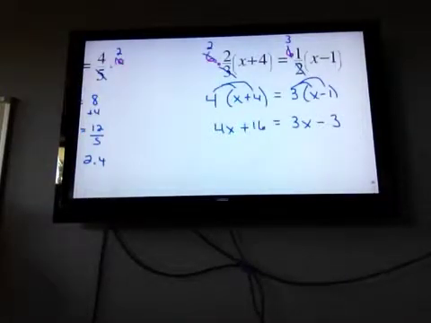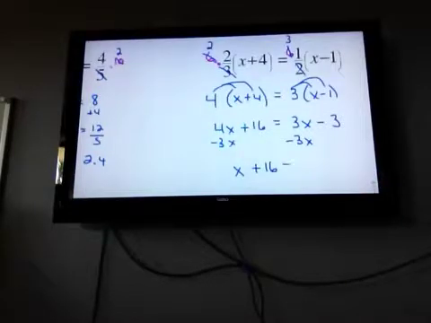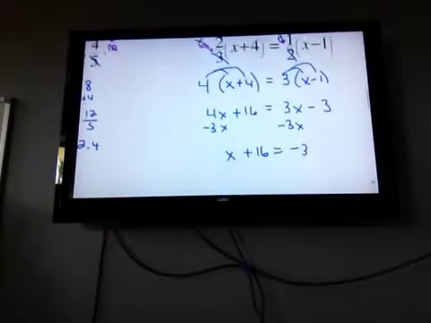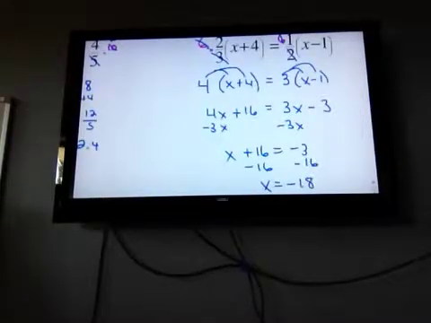We'll subtract 3x. I like x's on the left. So I have 1x plus 16 equals negative 3, and then subtract 16. And x equals negative 18. No, it doesn't. It equals negative 19. Not what I was doing.